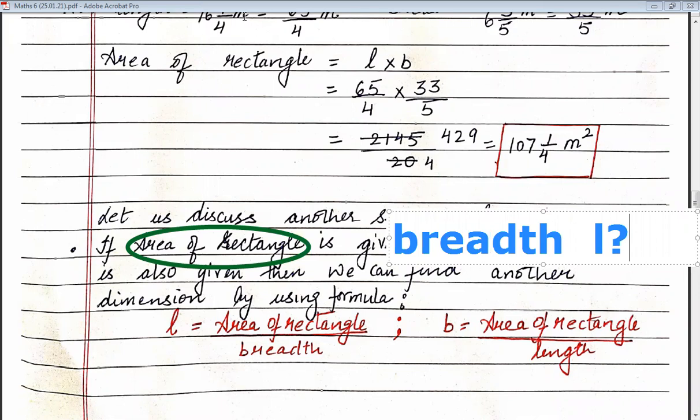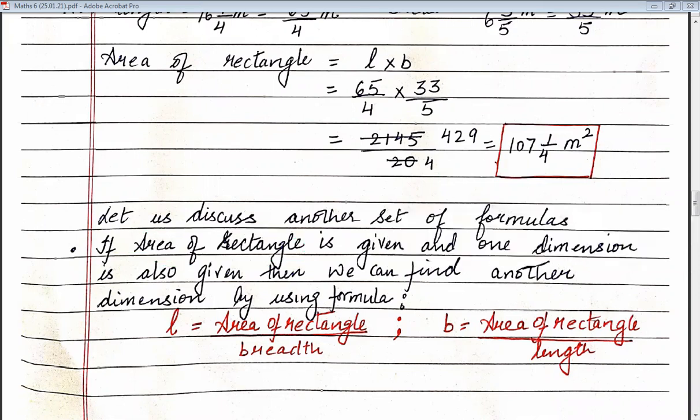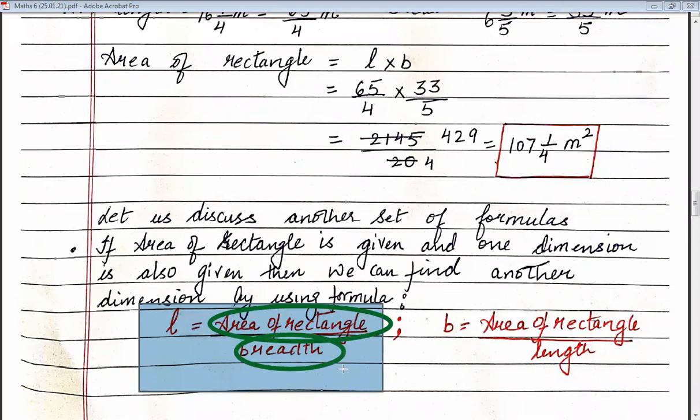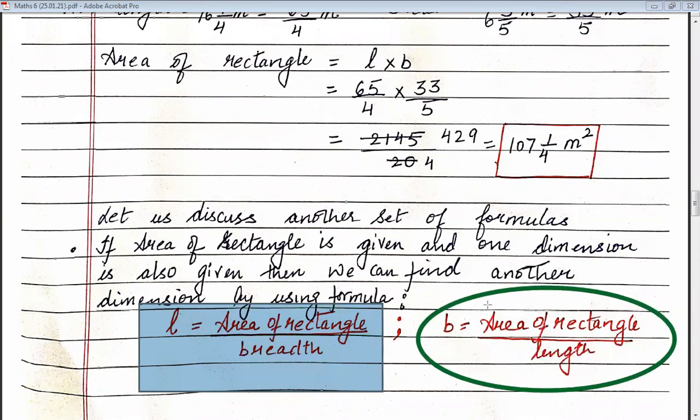So now you are given the area and the breadth, then how can you find the length? The formula is very easy. The formula of length will be area of rectangle divided by breadth. I repeat, if you want to find the length, you will divide the given area by its breadth. Similarly, if you want to find the breadth, you have to divide the area by its length.